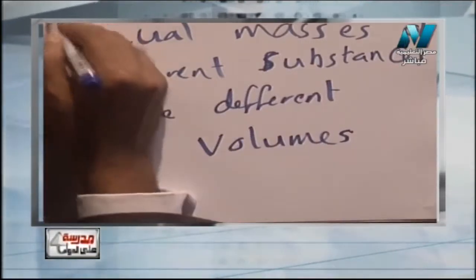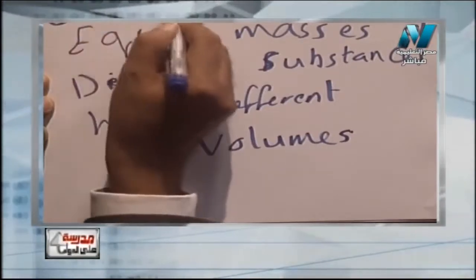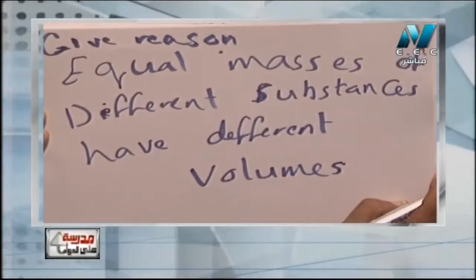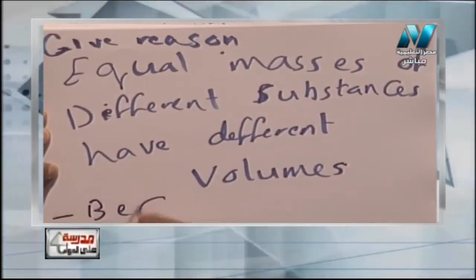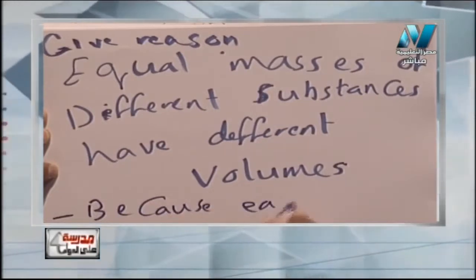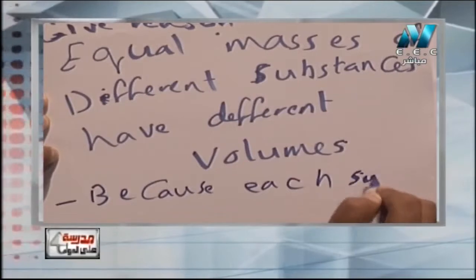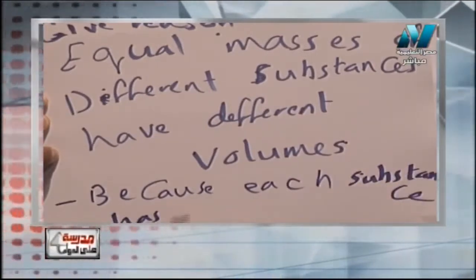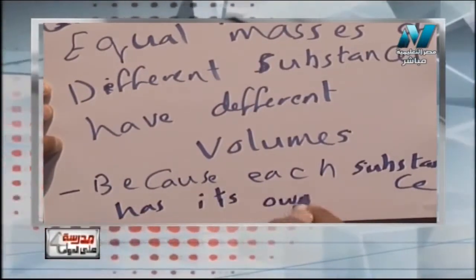Give reason: equal masses of different substances have different volumes. Why? If he asks you to give a reason, the answer is: because each substance has its own density.